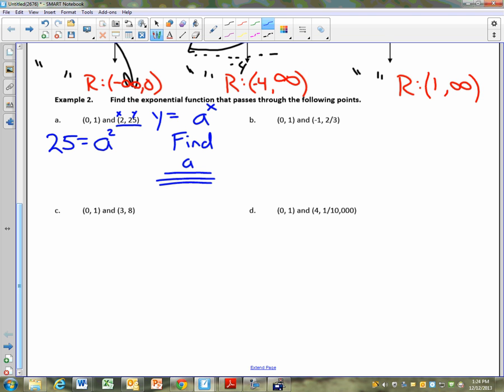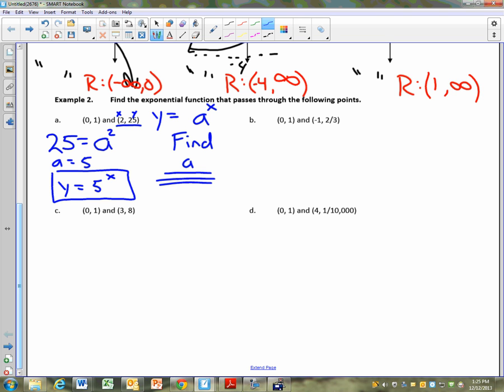So now there's no way to solve this other than just thinking about it, okay? What number do you square to get 25? So a is 5. So therefore my function is y equals 5 to the x power, and that's what I've got. Any thoughts? Questions? Let's do the next one.